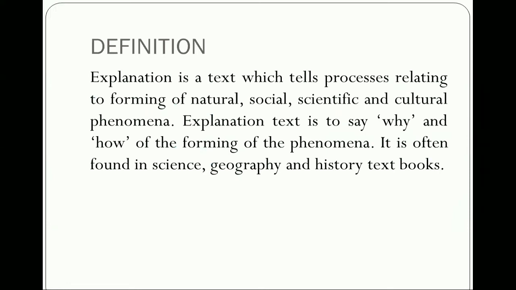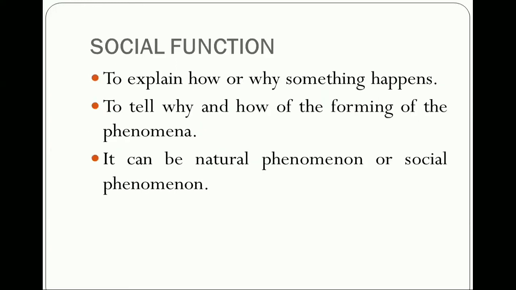Well, explanation is a text which tells processes relating to the forming of natural, social, scientific, and cultural phenomena. Explanation text says why and how of the forming of the phenomenon. It is often found in science, geography, and history textbooks. From this definition and the example before, we can say that the social function of the explanation text is to explain how or why something happens, or to tell why and how of the forming of the phenomena. It can be a natural phenomenon or a social phenomenon.